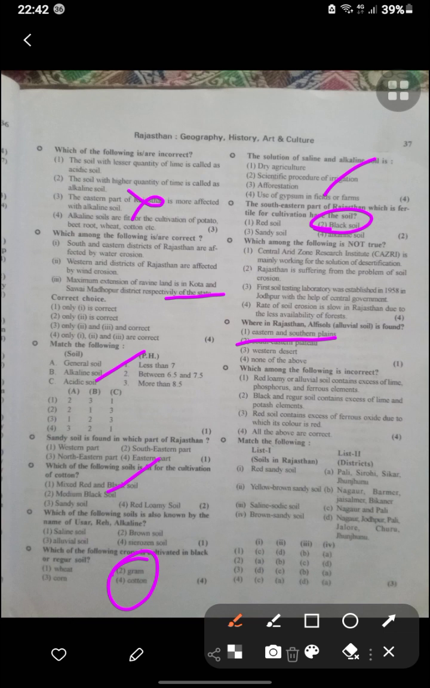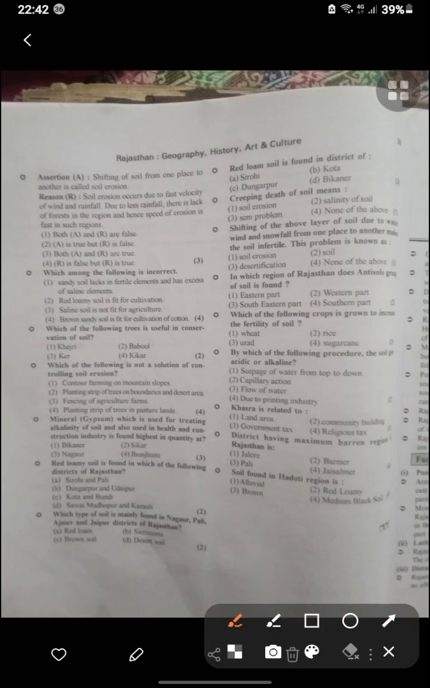Red sandy soil is found in Nagaur and Pali. Yellow soil is in Nagaur and Pali, and saline sodic soil is in Nagaur, Barmer and Jaisalmer. Brown soil is in Pali, Sirohi and Sikar. The shifting of soil from one place to another, and soil erosion, occurs due to fast velocity.